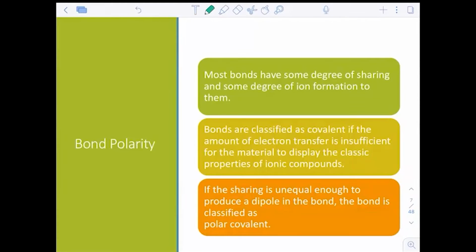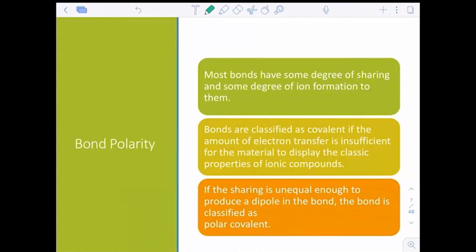Bonds are classified as covalent if the amount of electron transfer is insufficient for the materials to display the classic property of ionic compounds. So just because we label something ionic and we say that typically that's a metal and a nonmetal, that doesn't necessarily mean that there is an equal sharing of electrons. There's not enough energy to transfer the electrons fully, but there might be some degree of transfer.